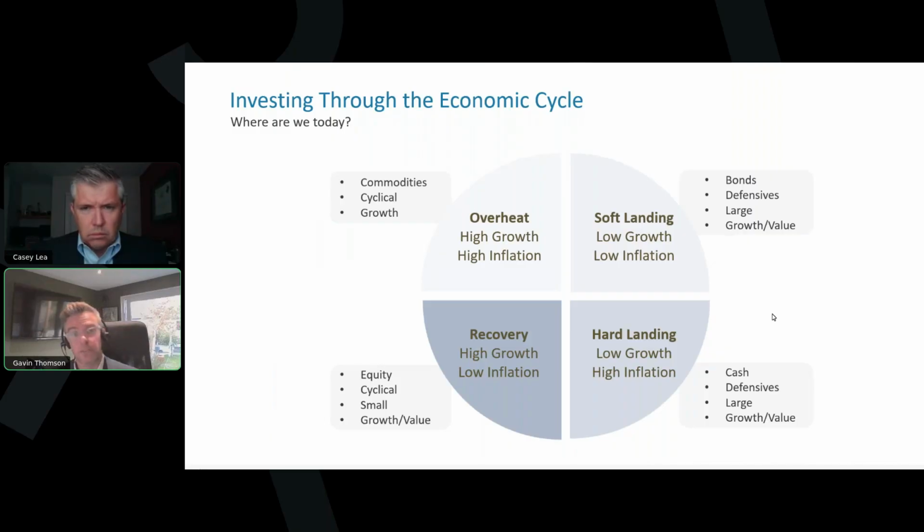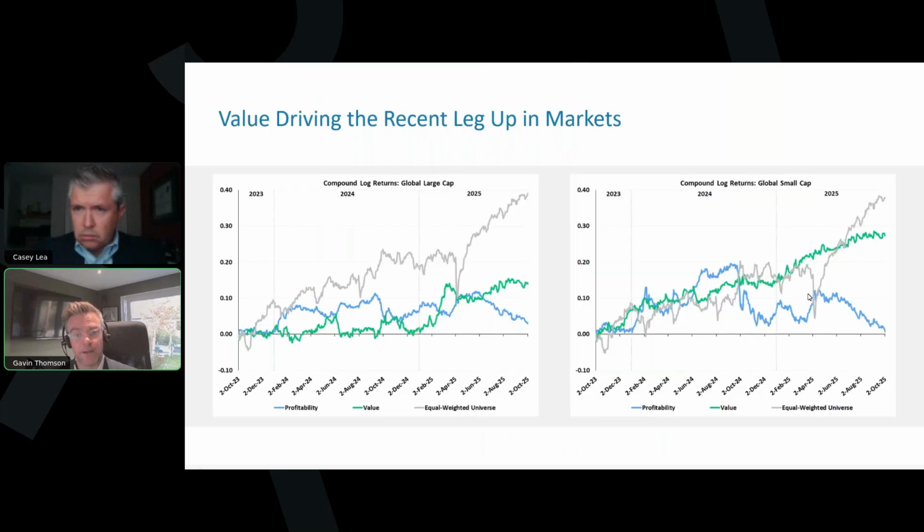So equities, commodities, some early cyclical sectors, and value working with pockets of growth. And on that story, I'm going to hand over to Casey, who's going to walk us through the factor performance just to see how clear that valuation story has been. Thanks, Gavin.